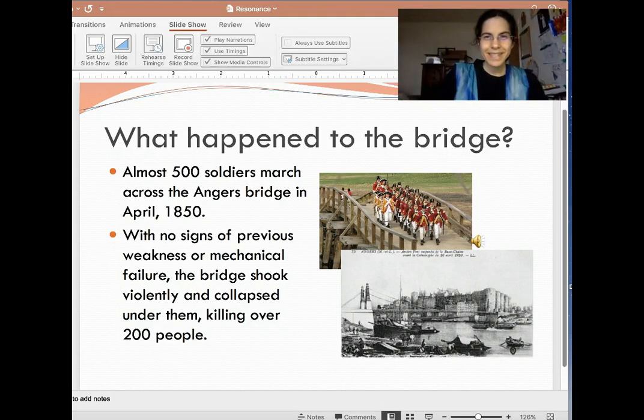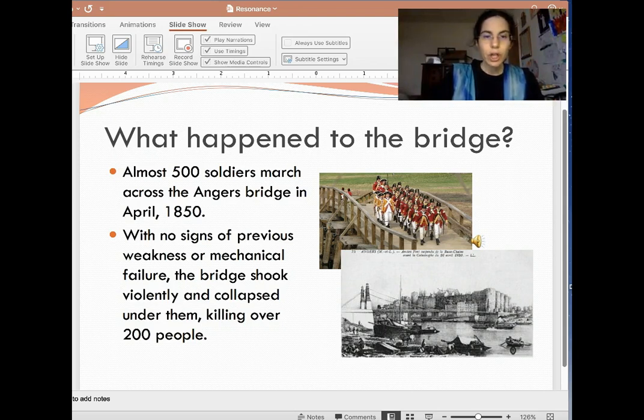Or Physics in Action example number 1. Angers, April 1850. The bridge is perfectly fine. There's no weakness, there's no mechanical failure. But when a regiment of soldiers marches across the bridge, it began to shake violently and eventually collapsed into the river, killing over 200 people. Now, April 1850, if you're the Germans or the Italians or anybody else who's not thrilled about the French army, you call this an act of God.